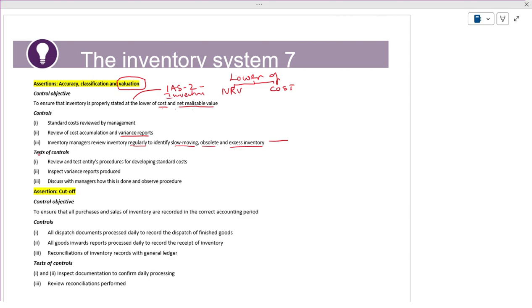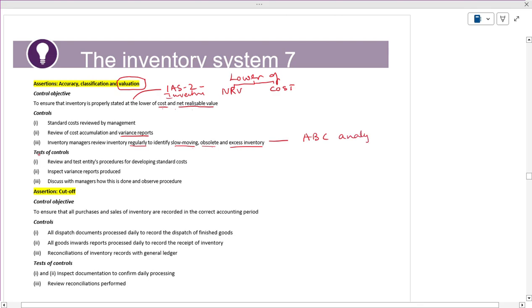You have slow moving, obsolete and ABC. There is one analysis, ABC analysis, always better control. Maybe you have done it in your cost management. That is what you should think about in the class. We are doing a classification. What are the slow moving goods? What are the expiry goods, obsolete old models, and what is the excess inventory? Is that what we are doing?